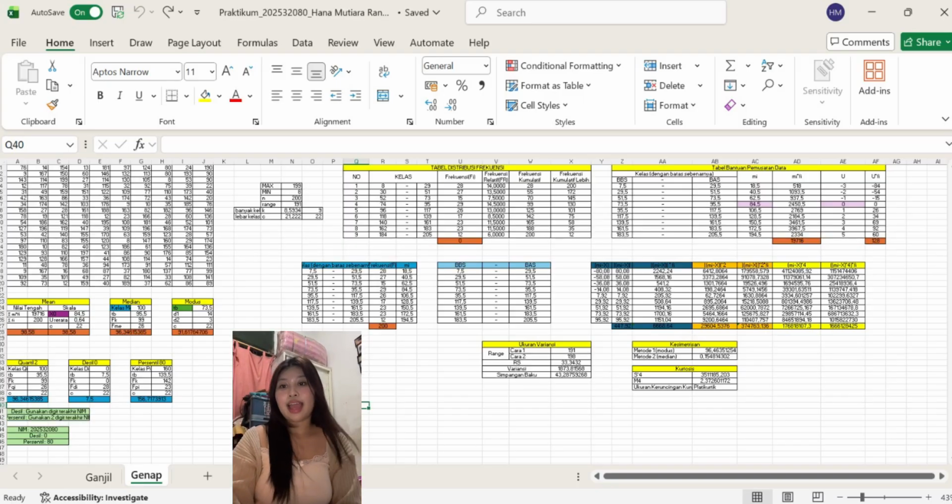Furthermore, we analyze the kurtosis or the peakedness of the distribution curve. By calculating the fourth moment of the deviation, we evaluate the curve shape. Based on our calculations, the curve is classified as platykurtic. A platykurtic distribution means that the curve is relatively flat and has a lower, broader peak with thinner tails compared to a normal distribution.